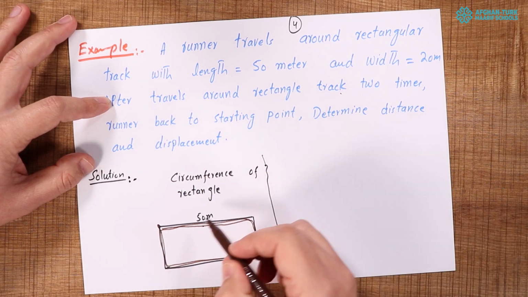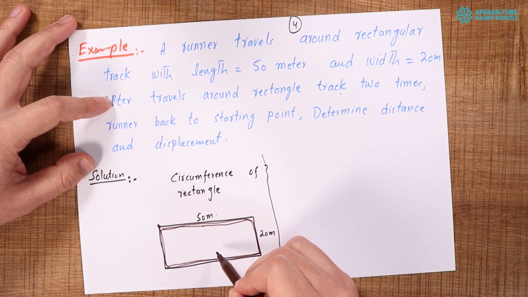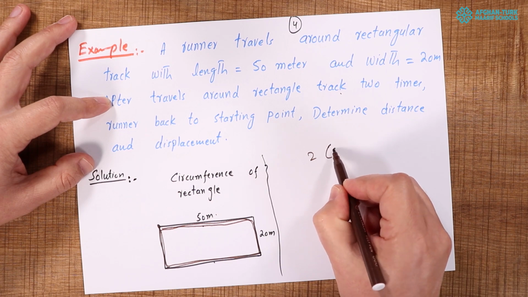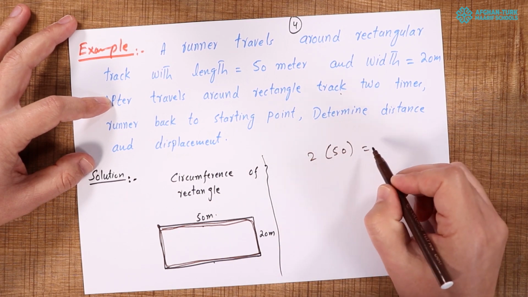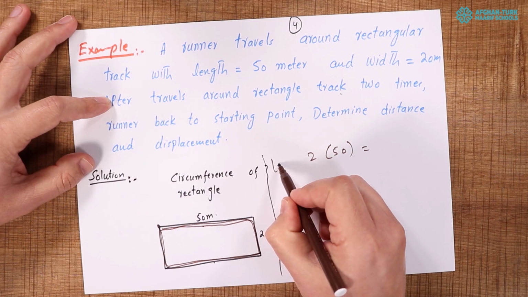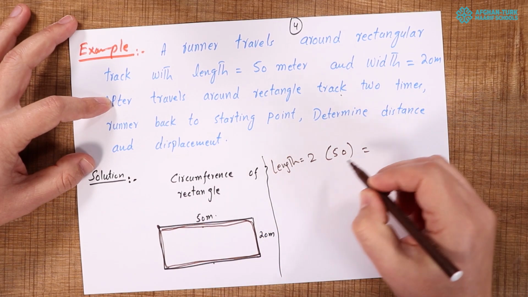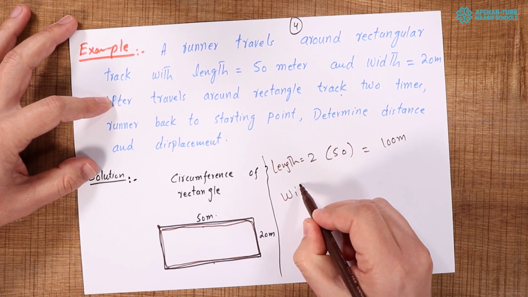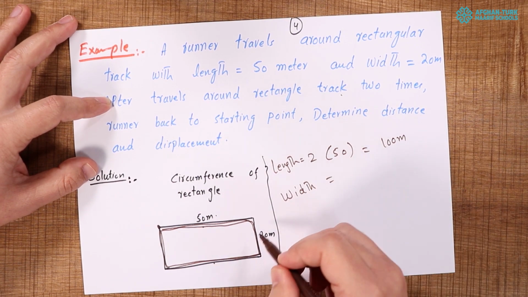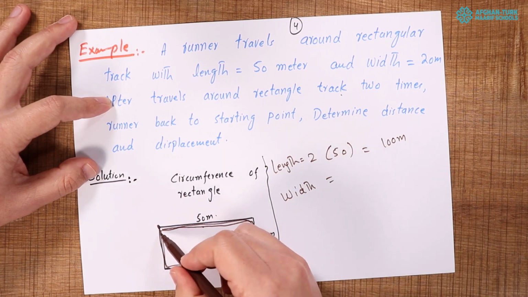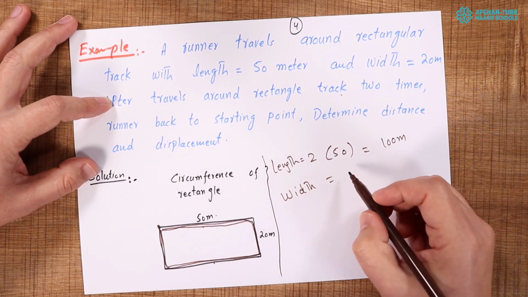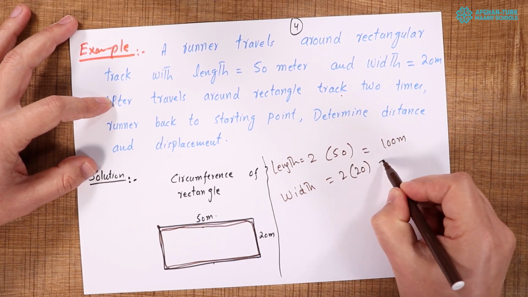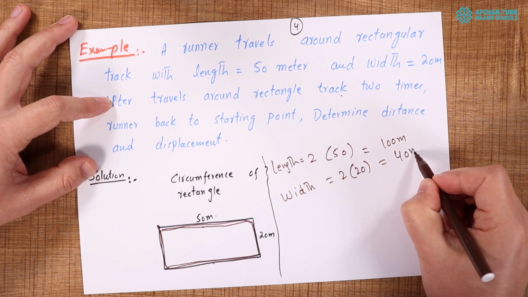So it's very simple. This side plus this side, we can also say 2 multiplied by 50, which is equal to the length, 100 meters. Width is equal to, one is this side and the other one is this side, each side is equal to 20 meters. So again we can write 2 multiplied by 20, which is equal to 40 meters.